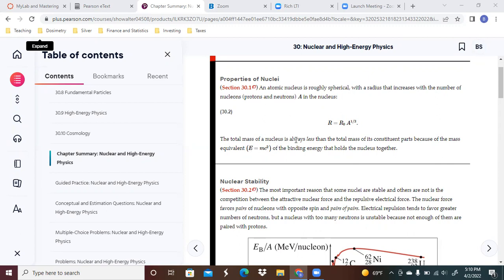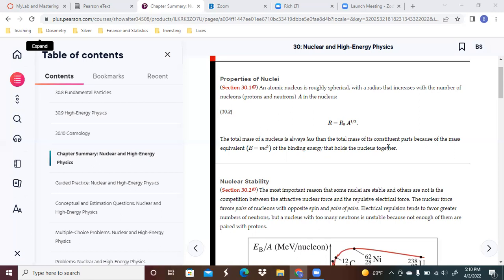So the total mass of a nucleus is always less than the total mass of its constituent parts, because the mass equivalent of the binding energy holds the nucleus together. What that's essentially saying is that if you were to take all of the components of the nucleus of an atom and take them out and just string them along individually, they're going to have certain masses. When you push them all together, you're going to end up with less mass than what you had before.